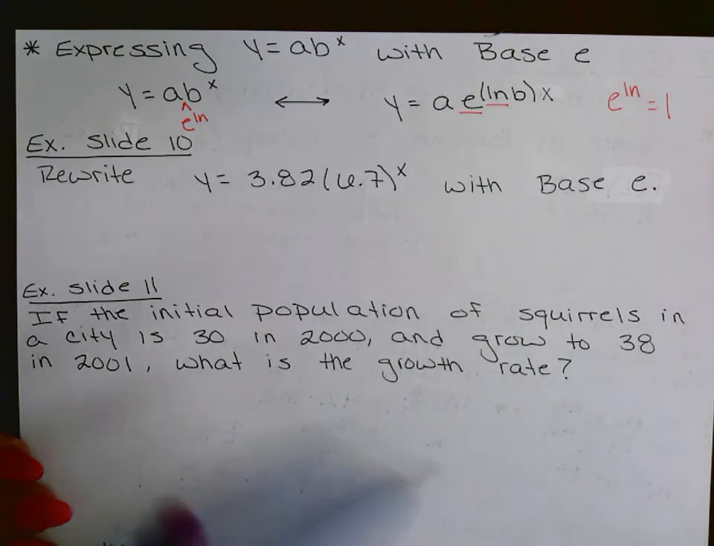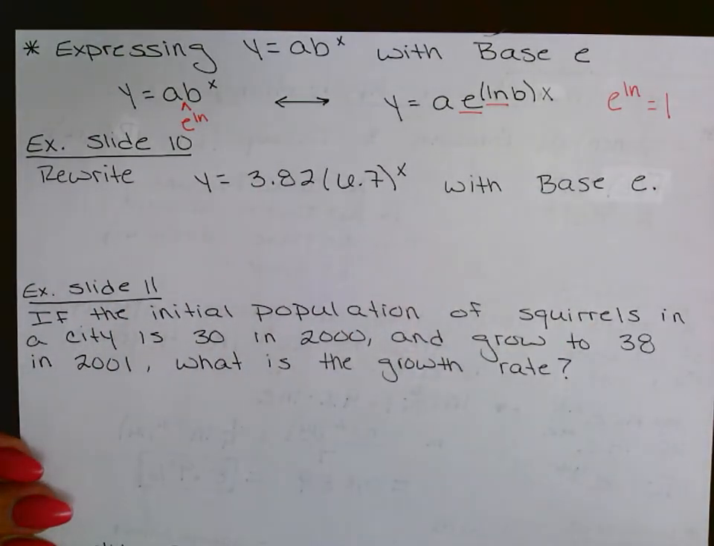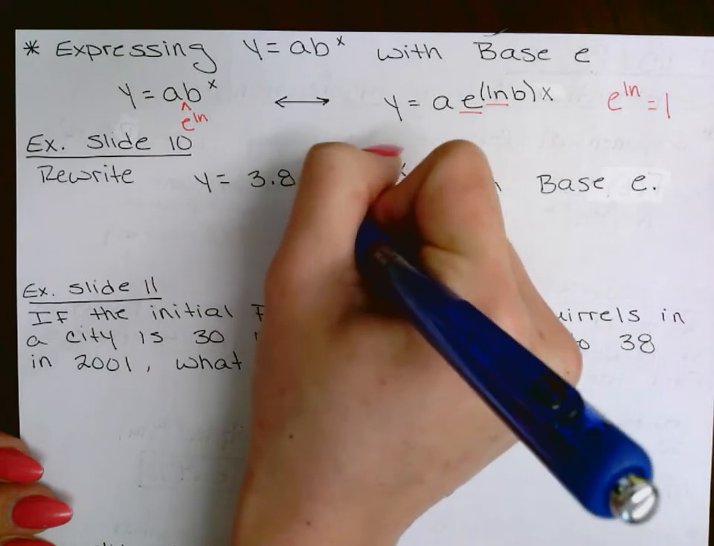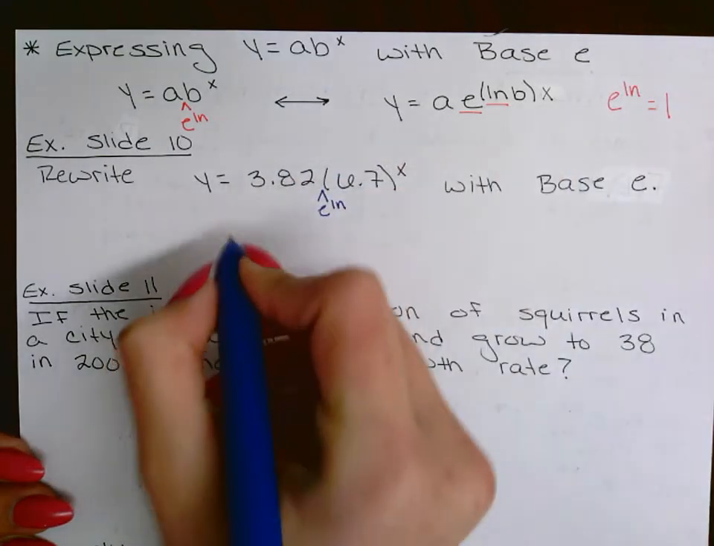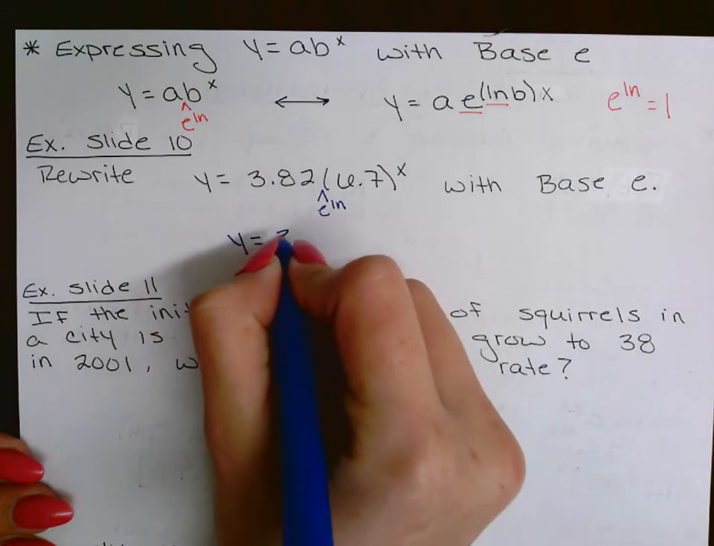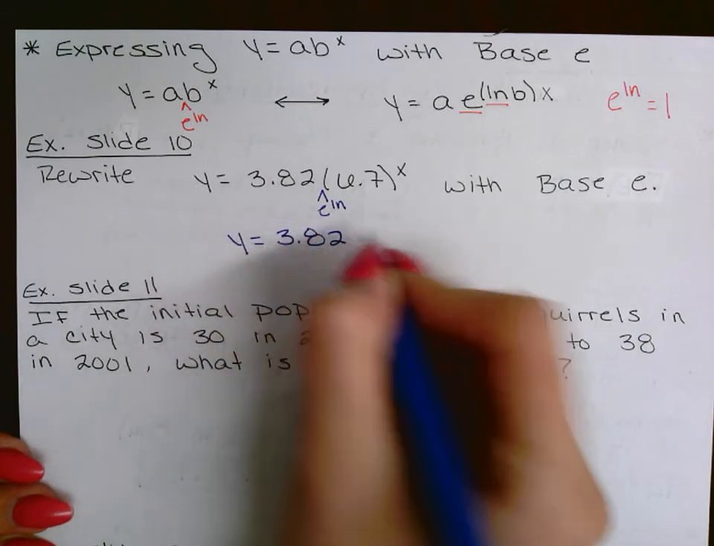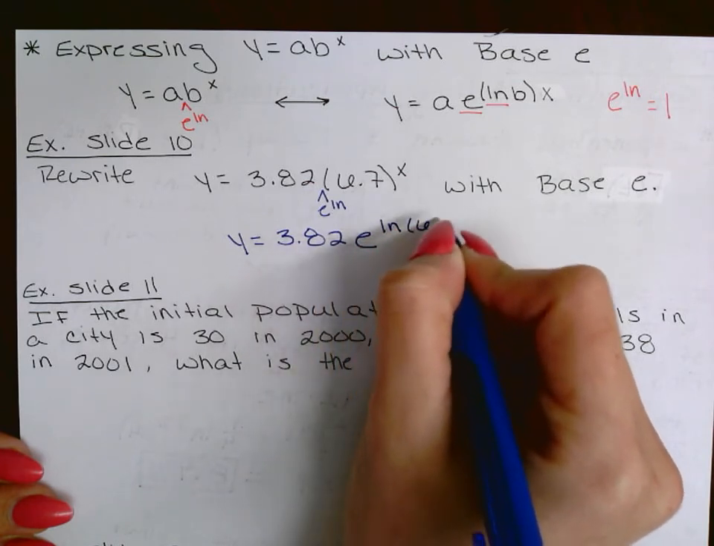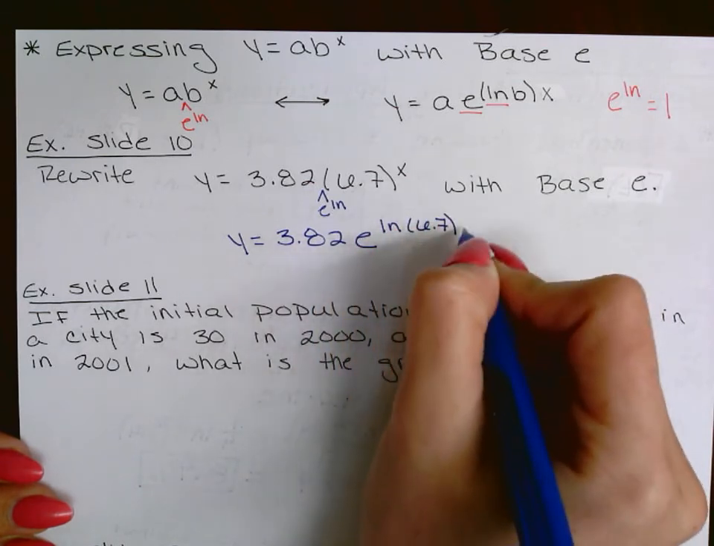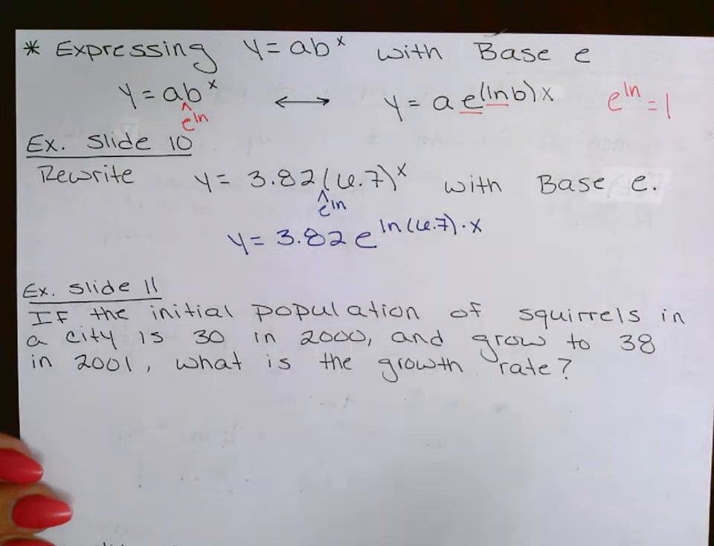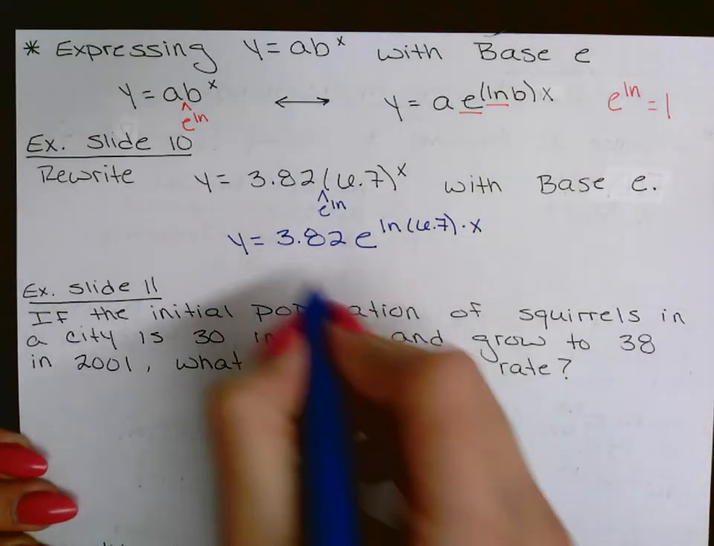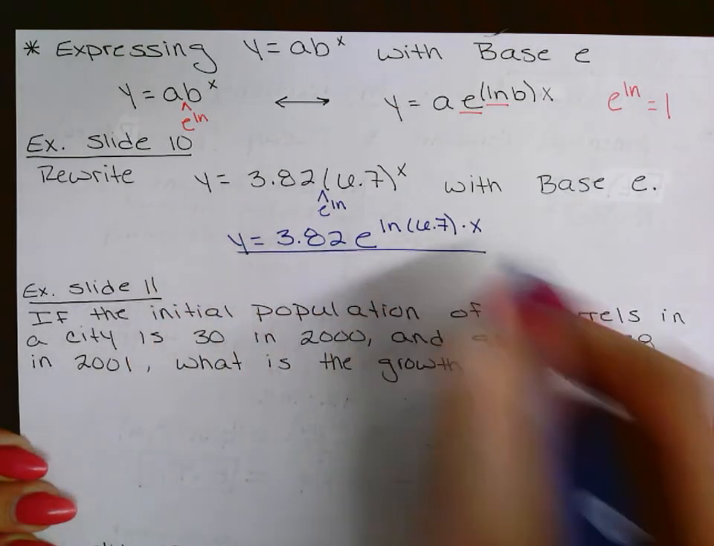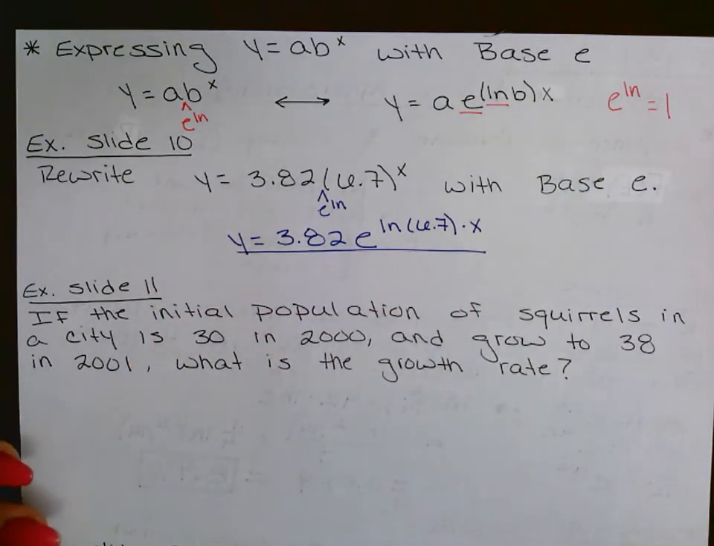So for this one, it says rewrite this function with a base of e. You're going to just input an e raised to ln here, and I can say y equals 3.82 times e raised to ln of that 6.7. And you can write the x in the back or you can write it in front of the ln. Okay? And again, you're not solving anything here. You are just rewriting a function. Cool? All right, let's move on to our word problem.